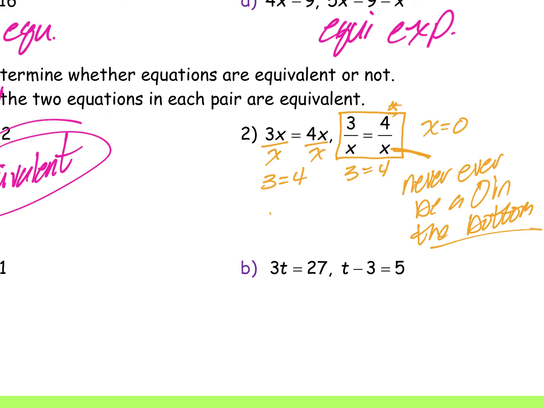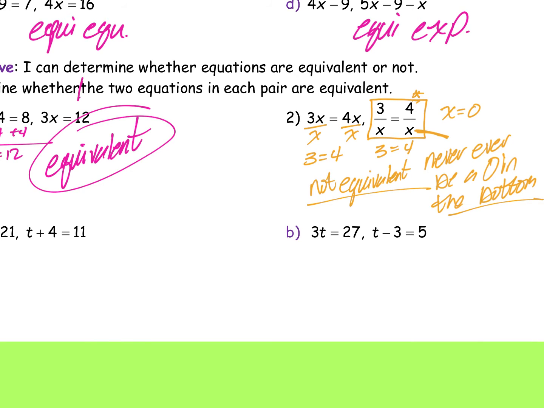So it's equivalent in a lot of places, okay? But not when it's 0. Not equivalent. Okay, you do the next 2.